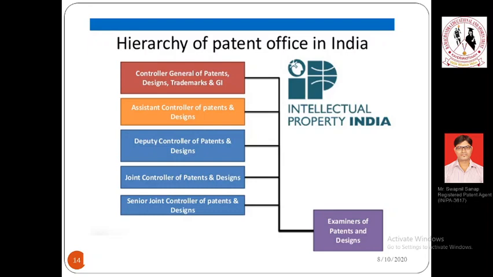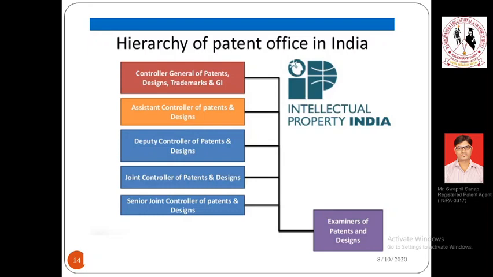First is the Controller General of Patents, Designs and Trademarks, CGPDTM. Under the CGPDTM are the Assistant Controller of Patents, then the Deputy Controller of Patents, then the Joint Controller of Patents, and then the Senior Joint Controller of Patents. So actually, CGPDTM is the head of the patent office, and then the hierarchy starts from the bottom. That means the Senior Joint Controller is the closest person to the Controller General. The Joint Controller is the closest person to the Senior Joint Controller, Senior JC as they refer to it. The Deputy Controller is the closest person to the Joint Controller, and then the Assistant Controller reports to the Deputy Controller.